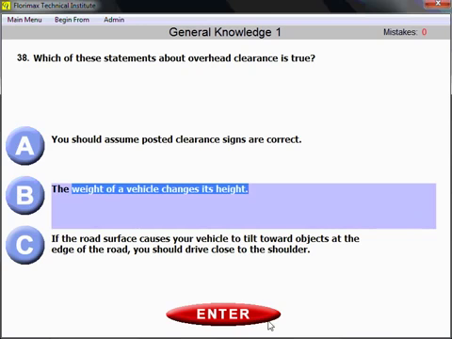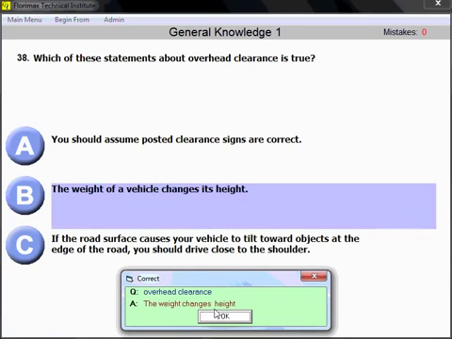Okay, let's see. B. Hit enter. Yes. And the program again reminds you overhead clearance is connected with that particular phenomenon. The weight changes the height of the vehicle.